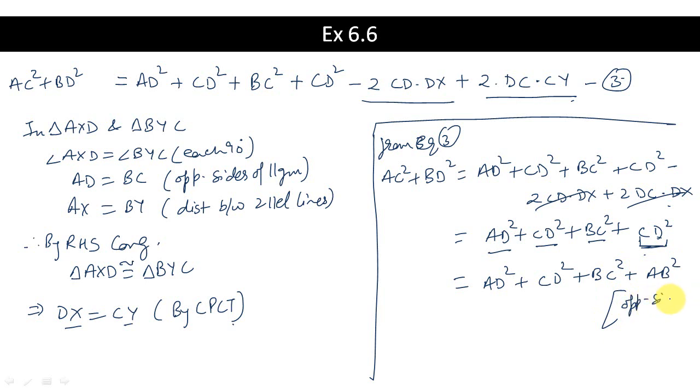Opposite sides of parallelogram ABCD. So this will be equal, hence proved. So the sum of the squares of the diagonals is equal to the sum of the squares of the sides.